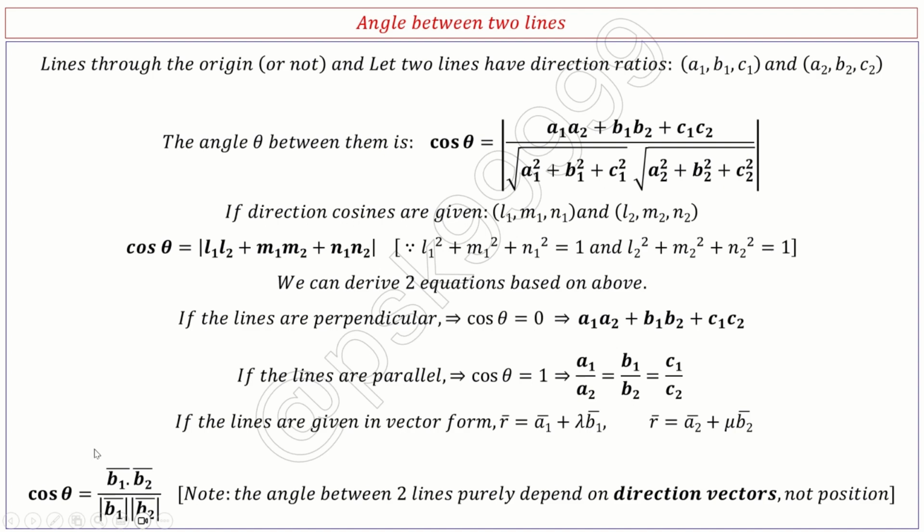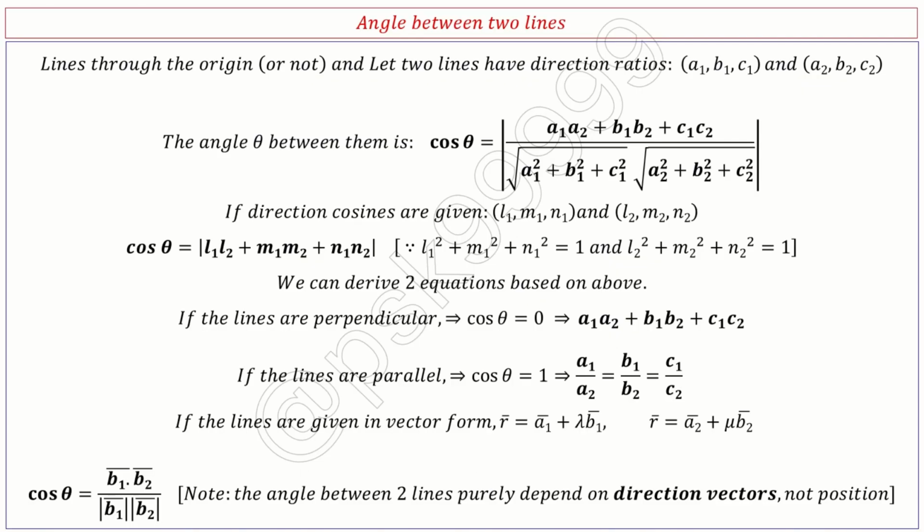But one thing you can understand from the vector form is cos theta equal to b1 bar dot b2 bar divided by absolute b1 bar absolute b2 bar. There is no mention of a1 and a2 here. That means it is independent of the points the lines are passing through. The angle depends purely on the direction vectors, not on the position vectors. This is very, very important information to note down.